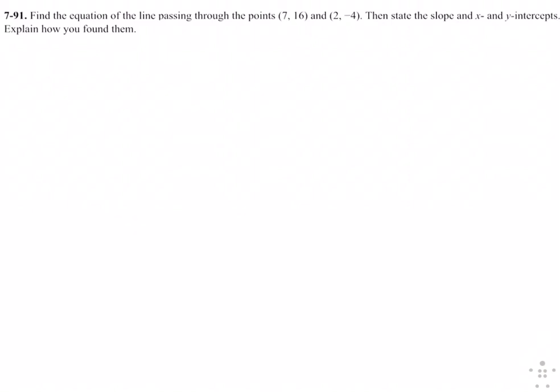Okay, this question is giving us 2 points and they're asking us to find the equation of the line passing through those. So this is jumping back to linear equations. So we should remember that we can write it in the form y equals mx plus b, where m is the slope and b is the y-intercept.